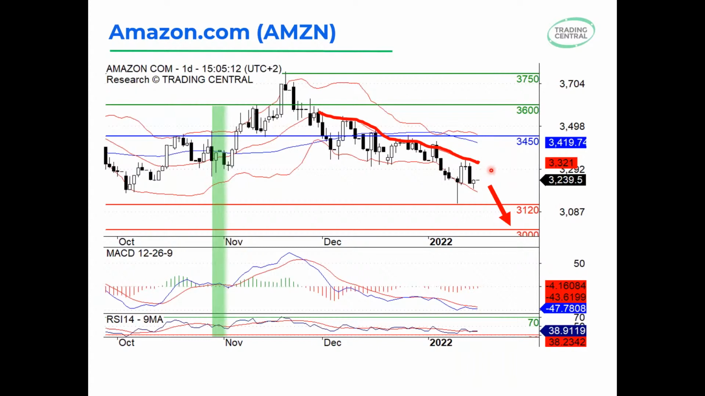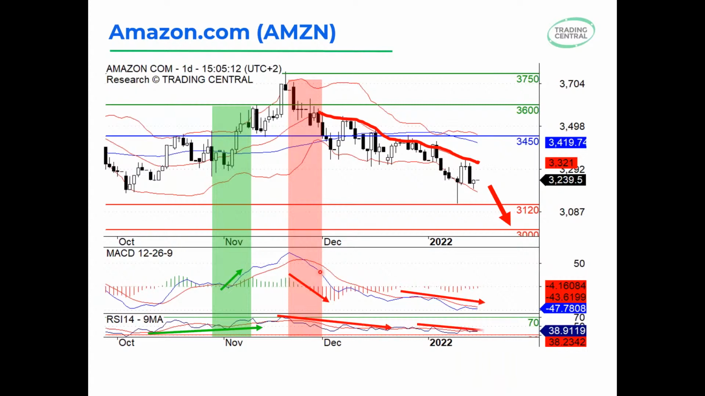Most of the tech stocks made record highs back in November. This is why. When we cross this one and we see this signal, you have to be very cautious and alerted. This is Amazon at the moment.